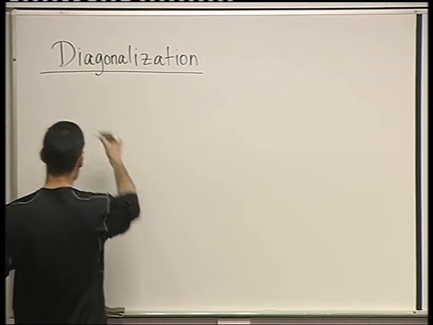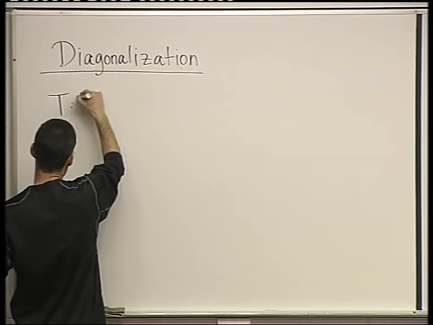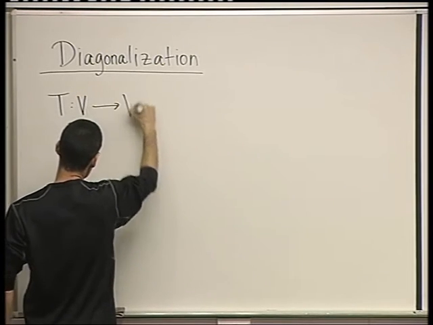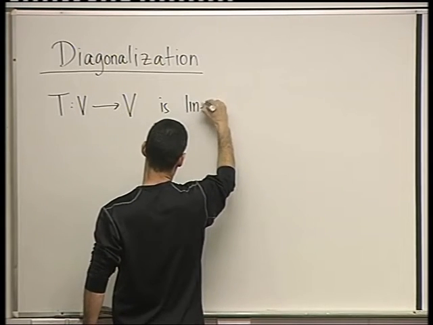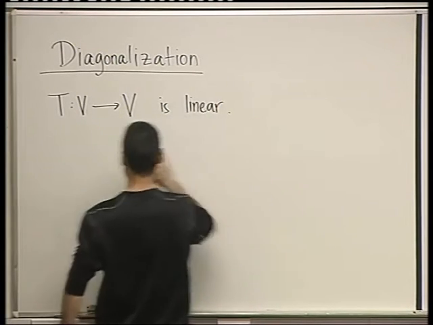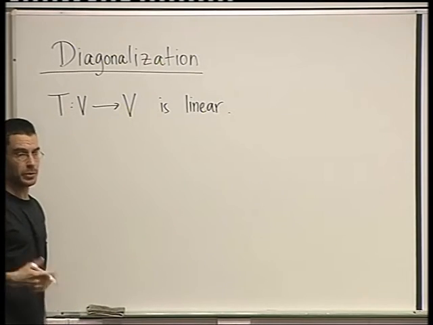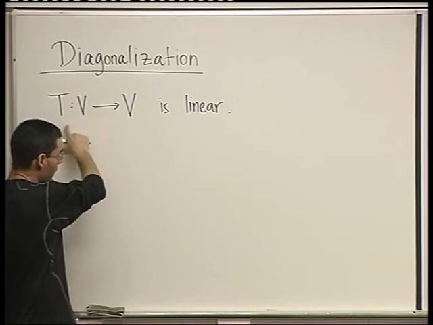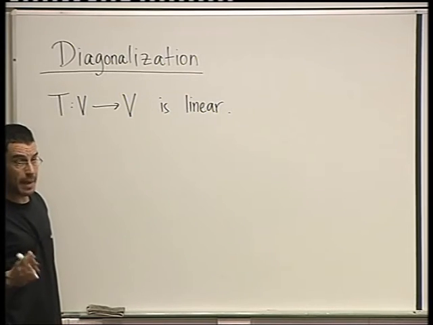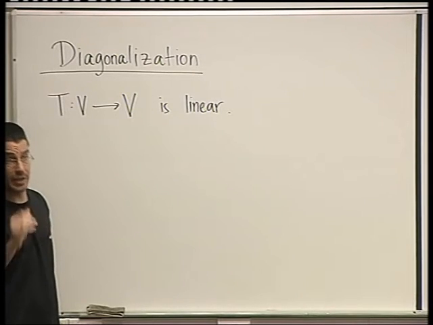So we're starting with a linear map. T from V to V is a linear map. V is a finite dimensional vector space. We're going to assume the dimension is n, and note that we're looking at a linear operator, a map between a vector space and itself. Okay?